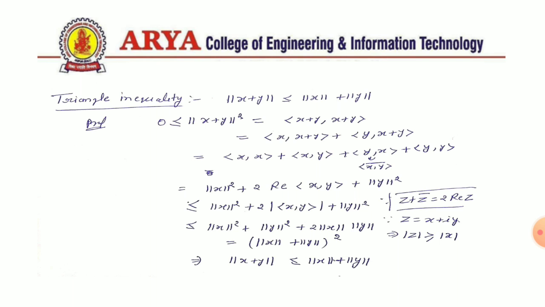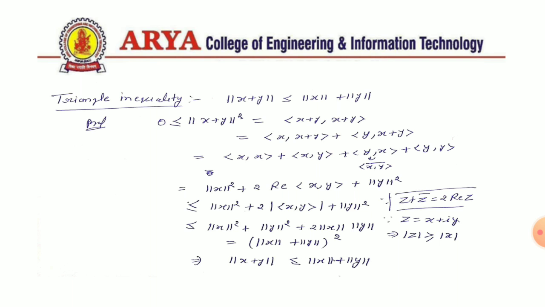Again applying properties, we get inner product of x and x plus inner product of x and y plus inner product of y and x plus inner product of y and y. We can write inner product of y and x as the complex conjugate of inner product of x and y. So we get norm of x squared plus 2 into real part of inner product of x and y, because if we add a complex number to its conjugate, then we get 2 into real part of that complex number. So using this condition, we write it as 2 into real part of inner product of x and y.